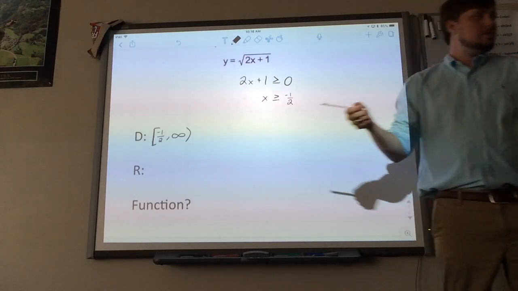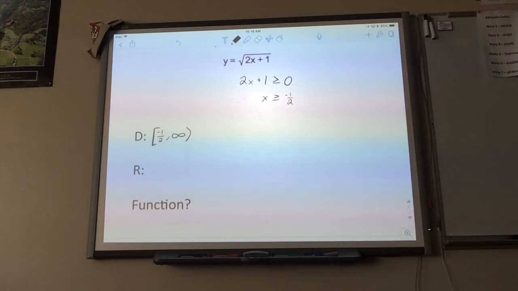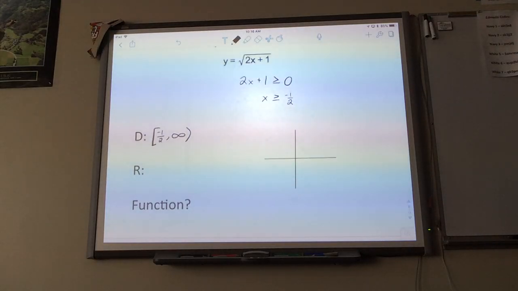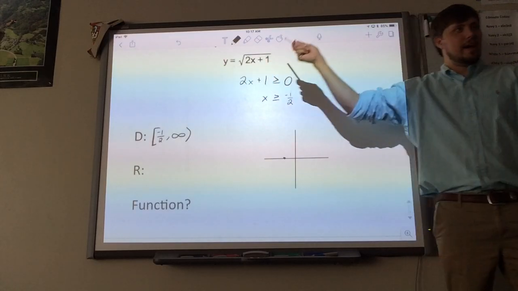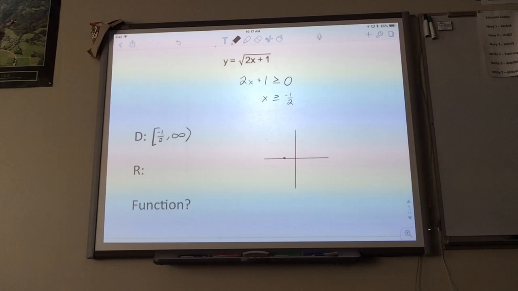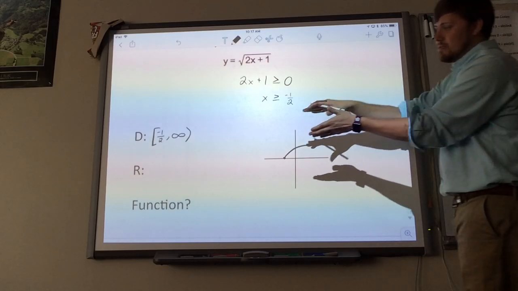Okay, and then for our range, our range is a little harder to see. We can go ahead and put this on a graph now because we know where it starts. We know that our domain starts here, and if you remember how this is shaped, Ashley Moles taught us. Remember? It's a radical, right? Okay. So this graph is going to start here at negative 1/2, and it's going to be shaped kind of like that. So now from that, we can derive what the range is.